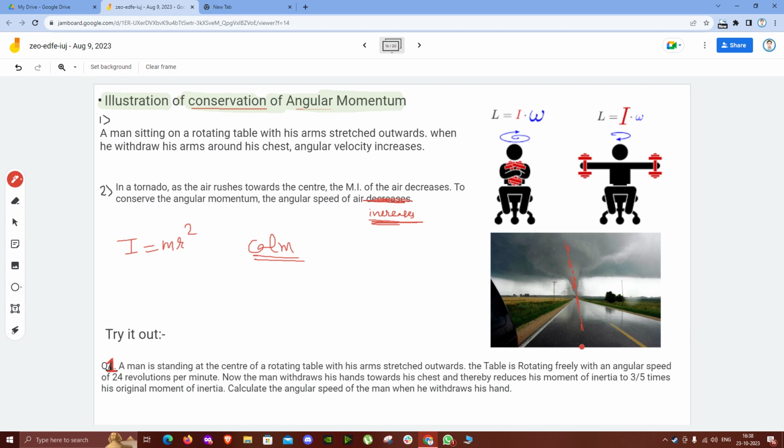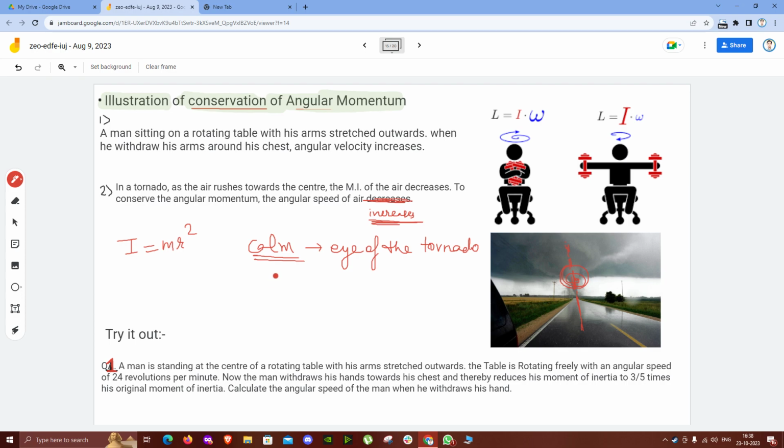Can you reason out why at the eye of the storm, at the eye of the tornado in this case, it is very calm? There is not much wind at the center, only around it, where there is a lot of high omega, high angular speed. Why at the center is it very calm?